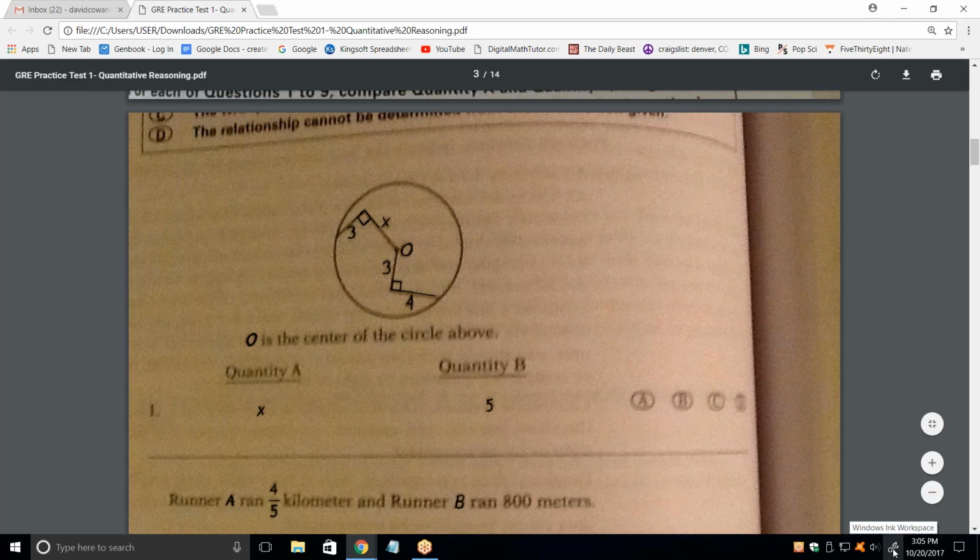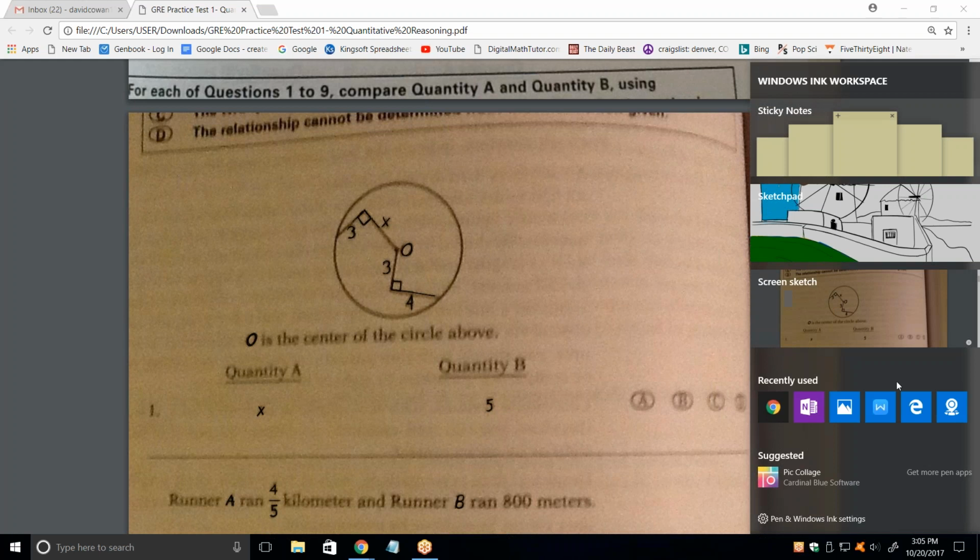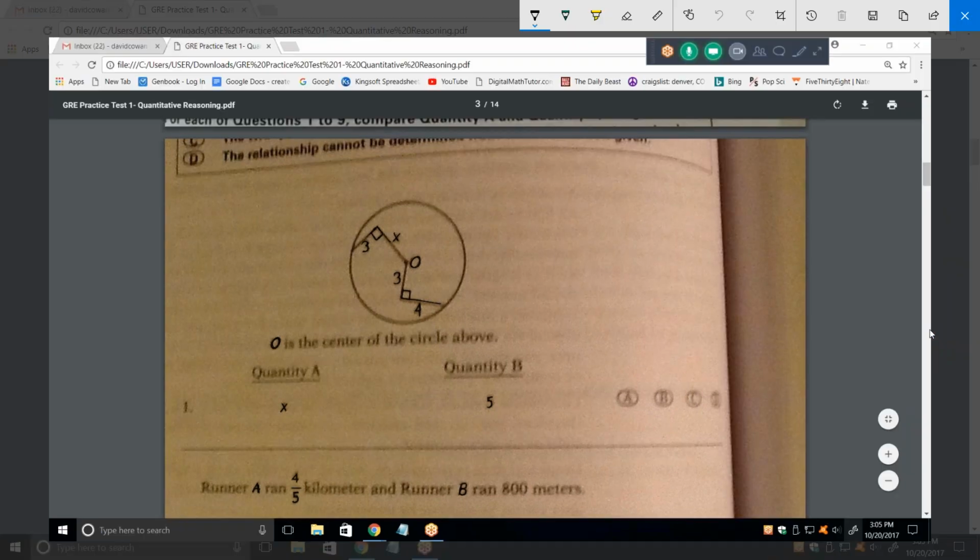Another beauty is that I can write on this. I couldn't write in your book, but I can write on this.